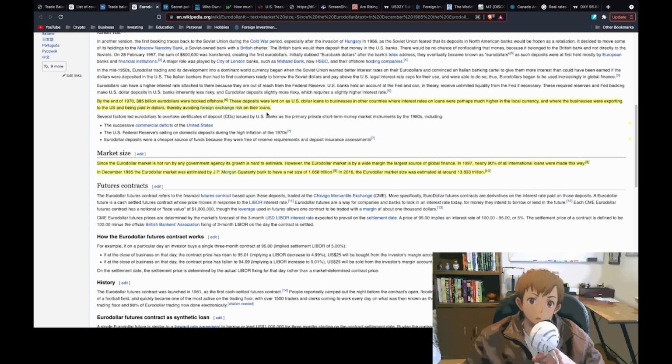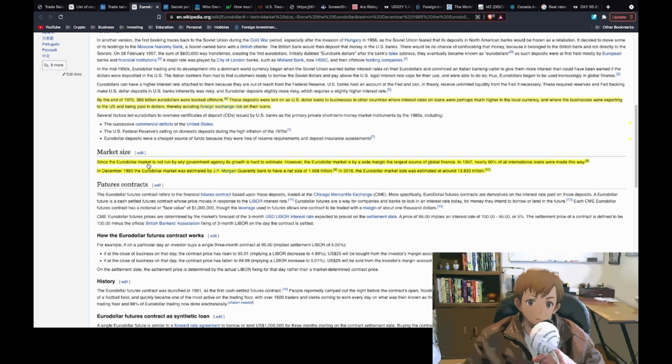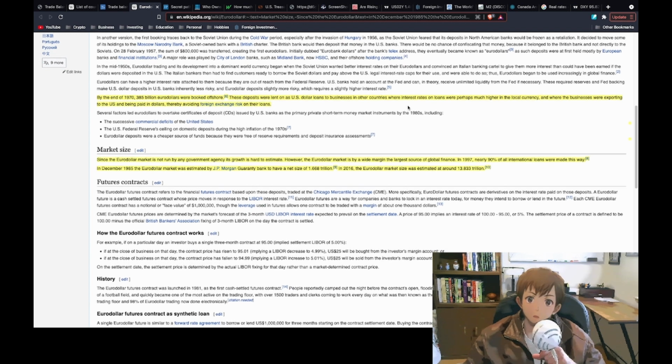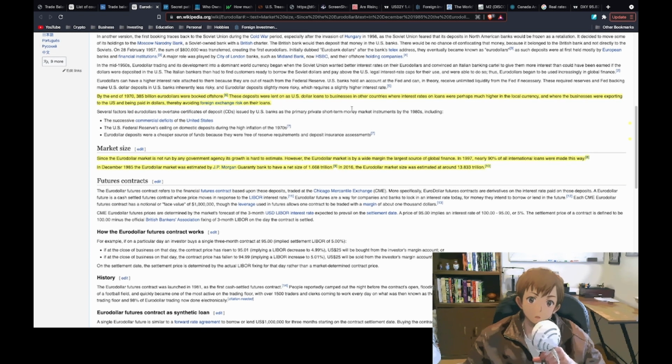So you have a huge market for US dollars outside the United States, and our trade deficit plays into this. Since the Eurodollar market is not run by any government agency, its growth is hard to estimate. So this actually plays into the demand for dollars because there are loans being created outside the United States, denominated in US dollars. So these loans need to be paid back with US dollars. So there's demand for US dollars outside the United States.